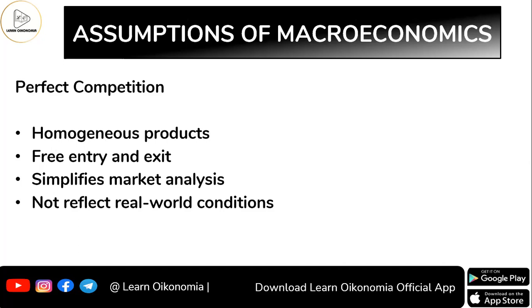Now, the other important assumption that we have in macroeconomics is called perfect competition. So what do we mean by perfect competition? It is an ideal market structure. Ideal means it is perfect, and that is why we are talking about a perfect competition scenario. So it deals with homogeneous products, and it deals with free entry and exit. It is simplifying the market analysis, but when it comes to reality, it has no connection with real world conditions. In reality, everything is imperfect.